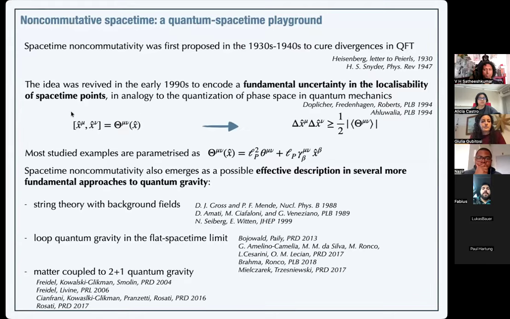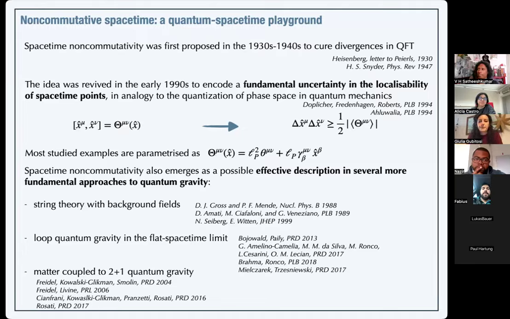And this can be anything. If you really want this to have something to do with the Planck scale, then it is reasonable to expect that in this object here, theta mu nu, the Planck scale appears. And you can imagine having some first order and second order correction to the commutator. So a very general parameterization could be this one.